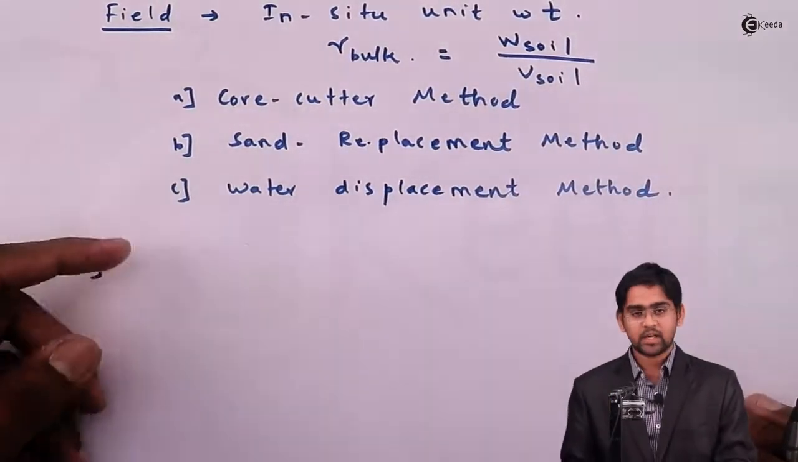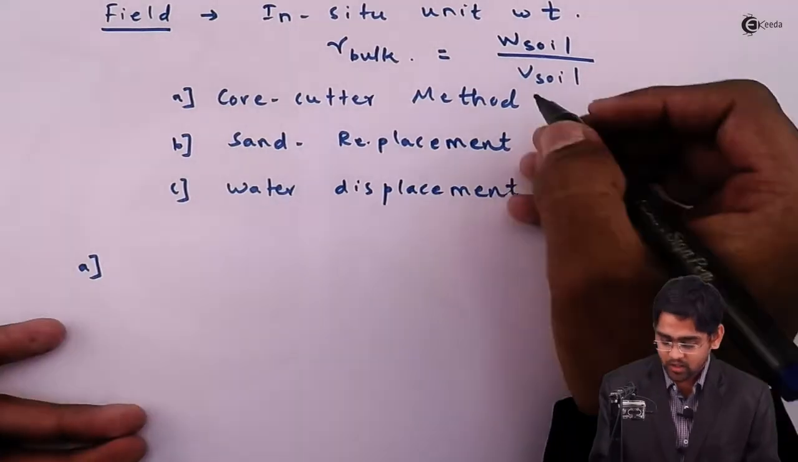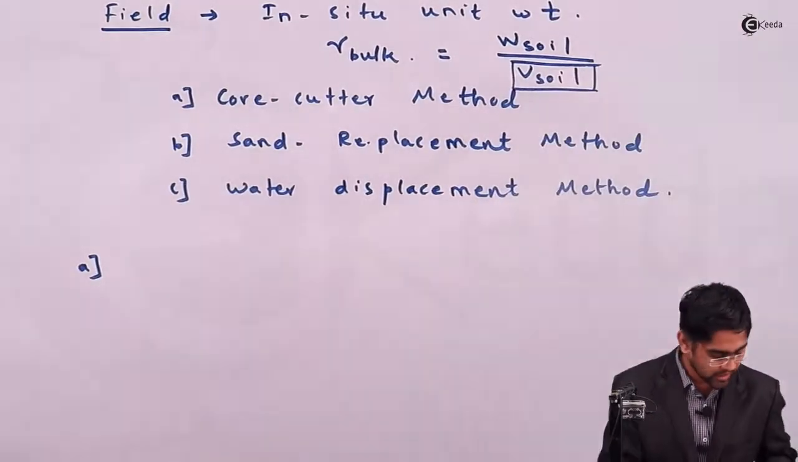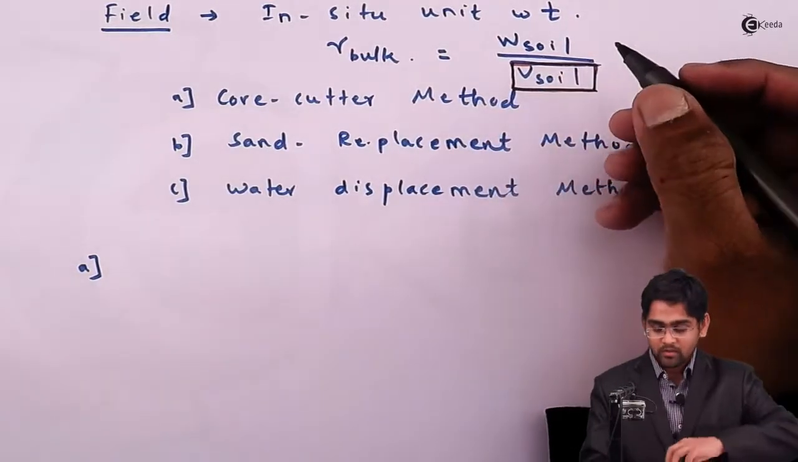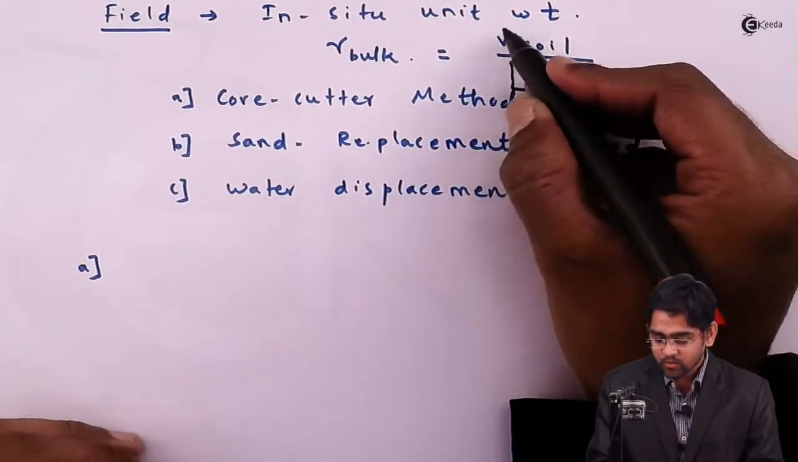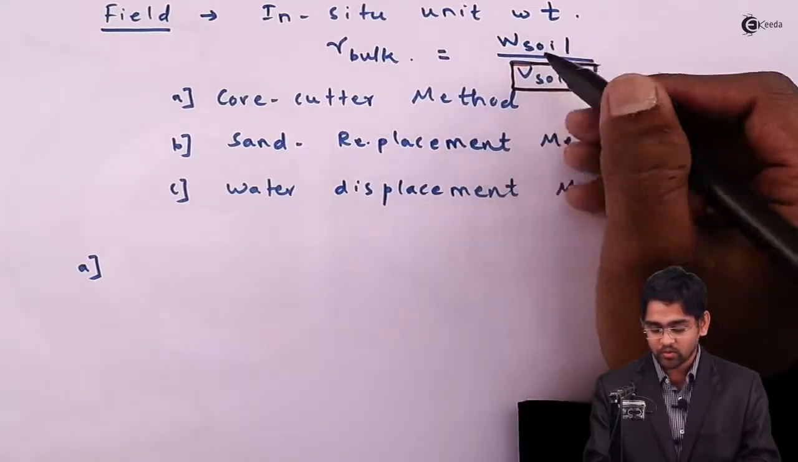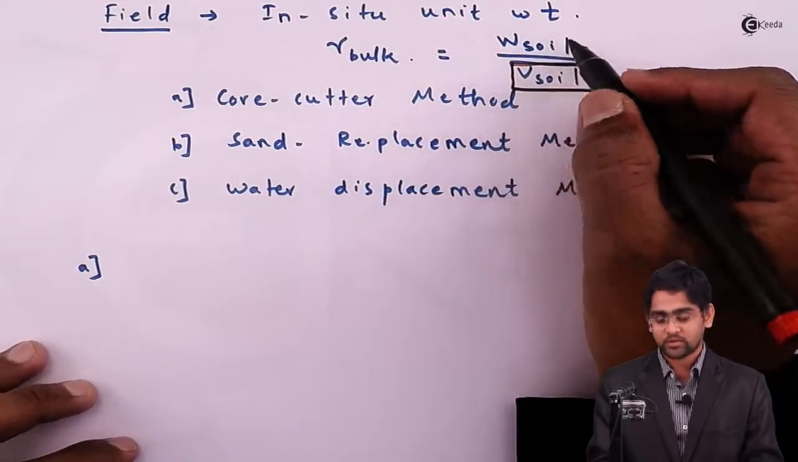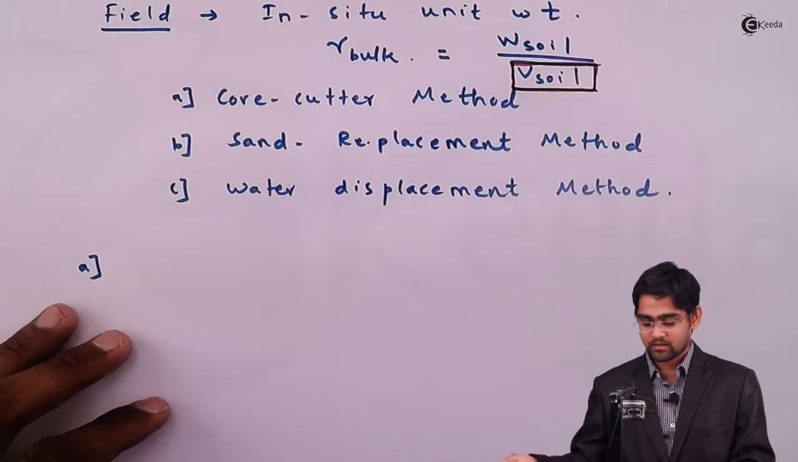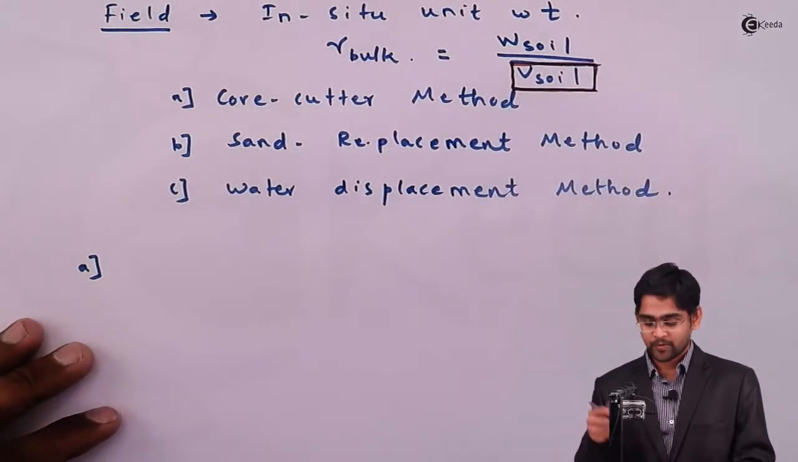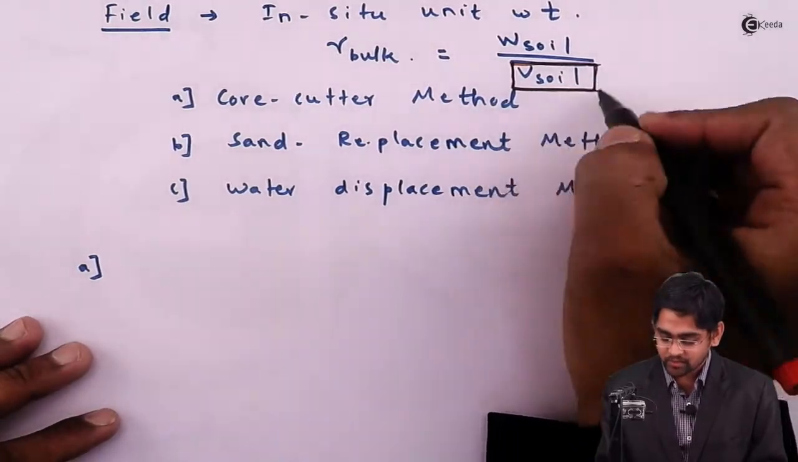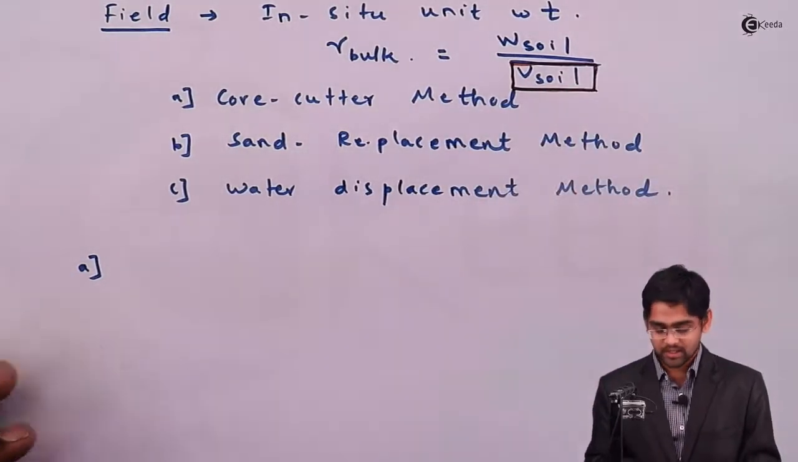All these methods are divided based on how to evaluate this volume of soil, because even if you dig a hole, you can get to know the weight of the soil just by weighing it, but the volume of soil that you have excavated you cannot get to know. So in order to determine this volume of soil, there are three different classical methods.